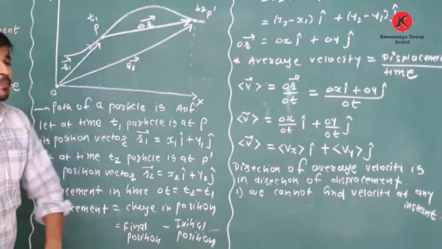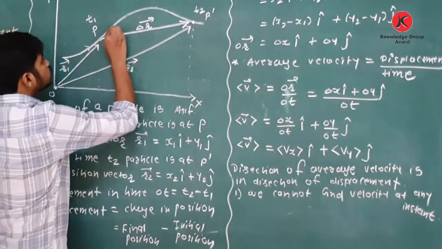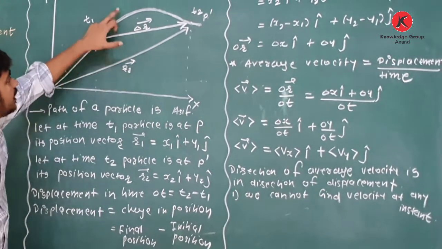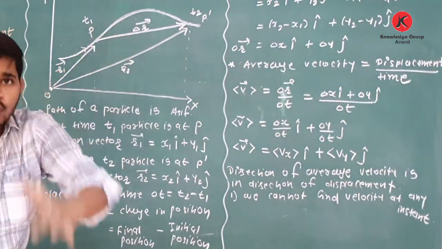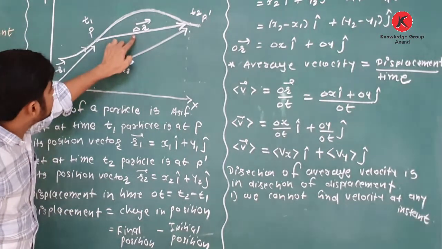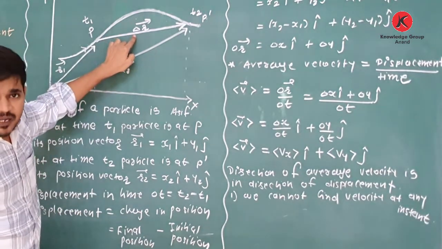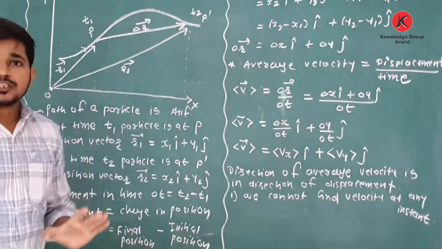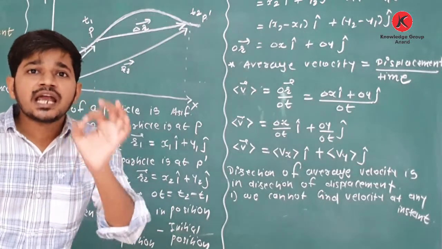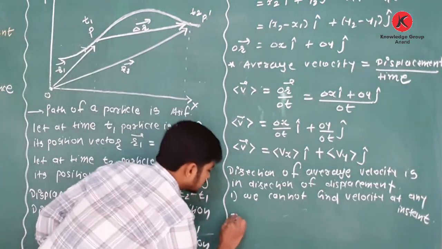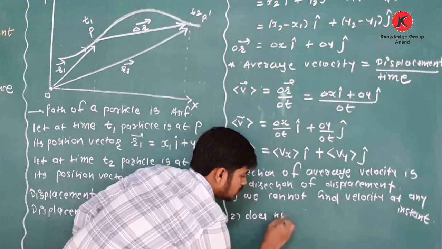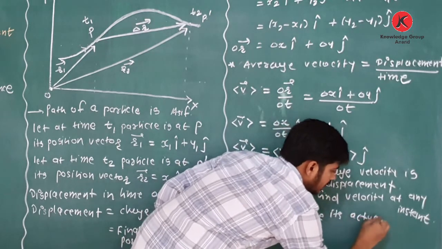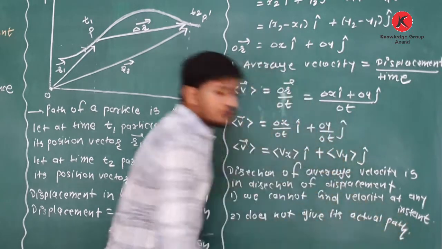But what is the actual path of the particle? It is the actual path of the particle. Is this displacement vector coinciding with this actual path? No. So what is the meaning of this? This delta r displacement does not give an idea about its actual path. Clear about this? So the second limitation is that it does not give its actual path.